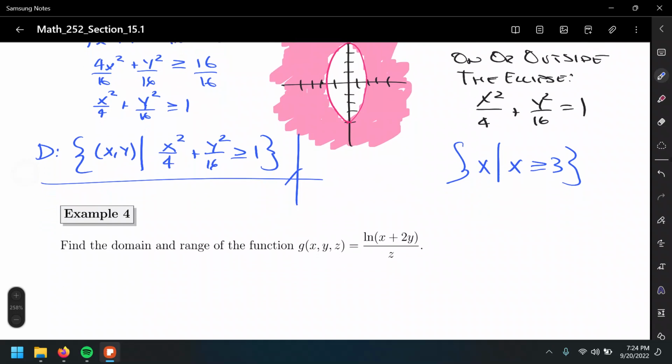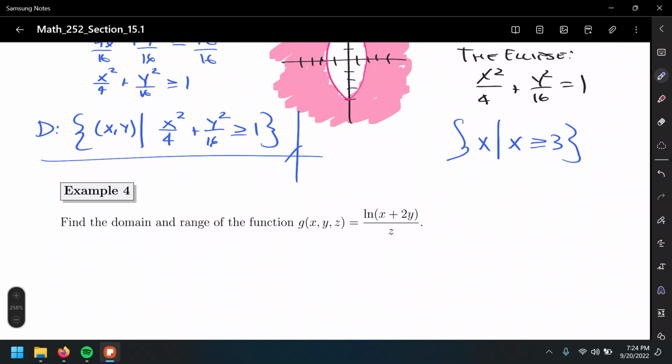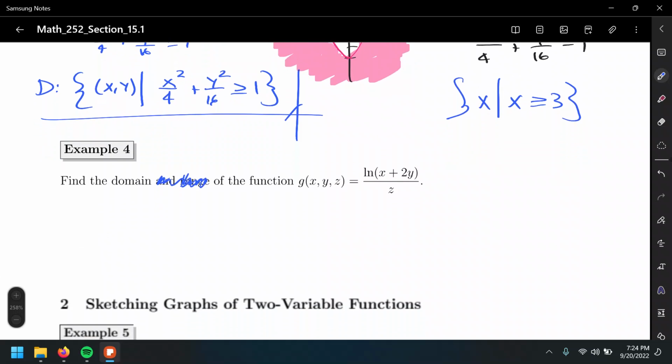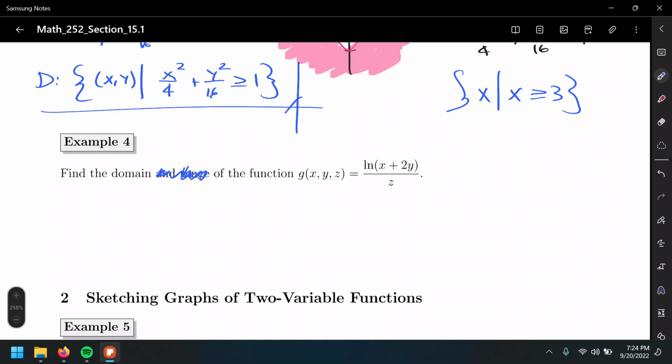So for finding the domain and range, actually it's just the domain, not the range. Find the domain of the function g of x, y, z equals ln of (x plus 2y) divided by z. Well, sometimes it might look like it's going to be hard to express this domain because we have more than one variable, but in many cases it's a lot easier than it looks.